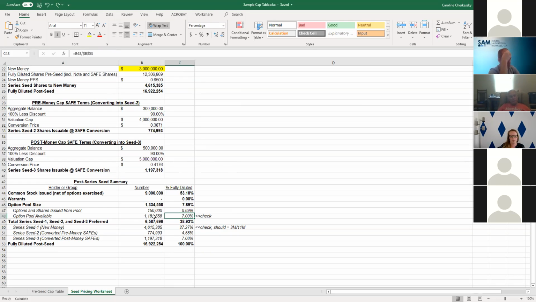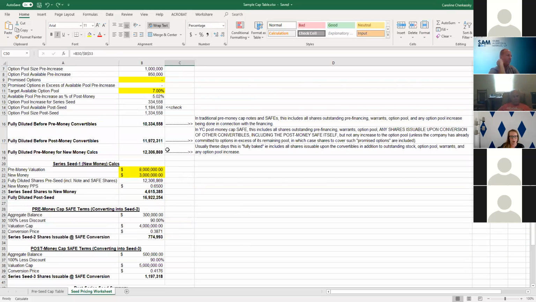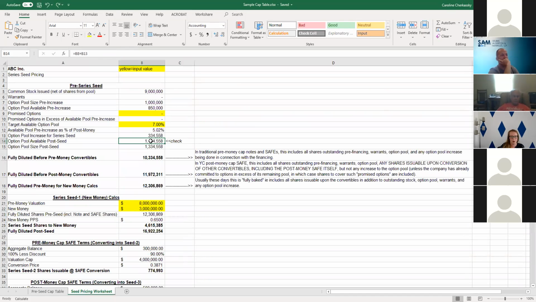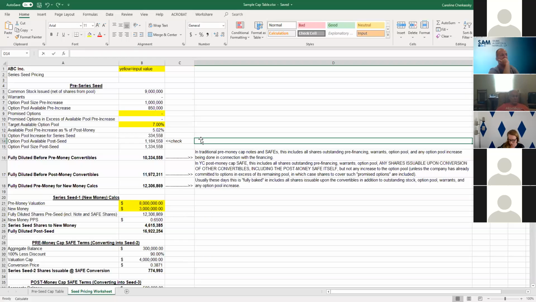The option pool, for instance, if we targeted 7%, this should be 7%, which it is. New money should be 3 million out of 11 million, which it is. That's 27%. So you can go through and check these things, for instance. Just make sure that's 7% of the post money.